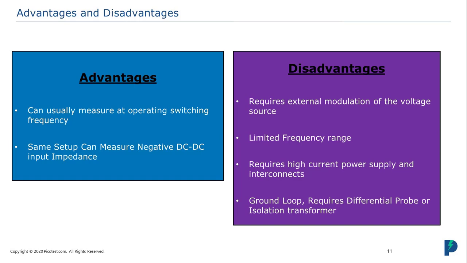Also, it requires a high current power supply and high current interconnect. So to measure an inductor at 20 amps, you have to have a 20 amp bias power supply. And lastly, it has a DC ground loop in the measurement. So for best results, you really want a differential probe or isolating common mode transformer in measuring the voltage across the inductor.